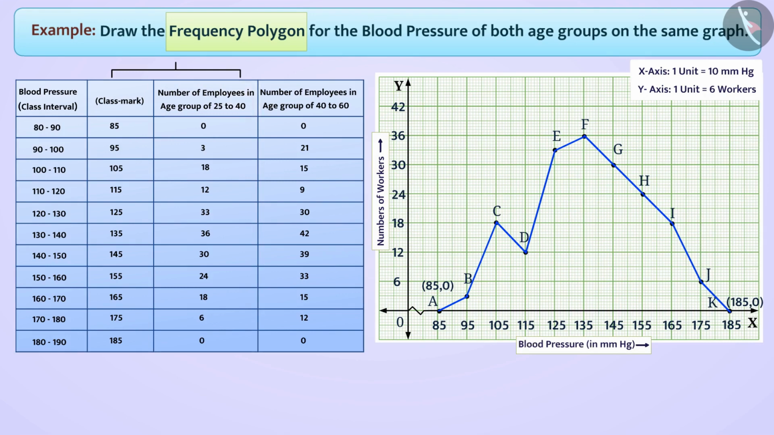To represent that, this polygon is made up of continuous line segments which represents the number of workers in the age group of 25 to 40. We will write the symbol like this.